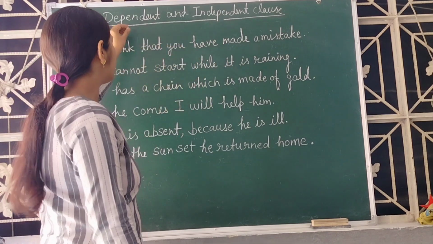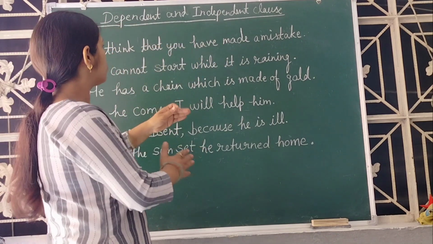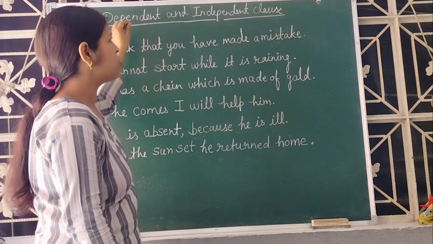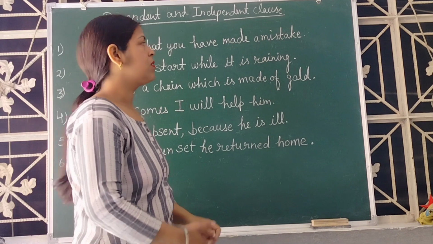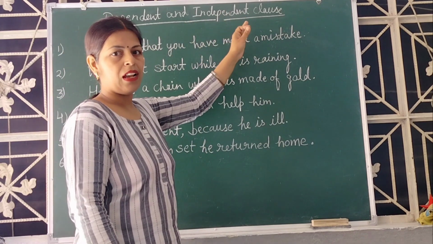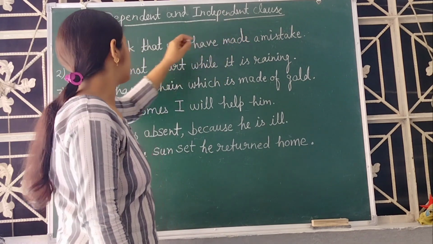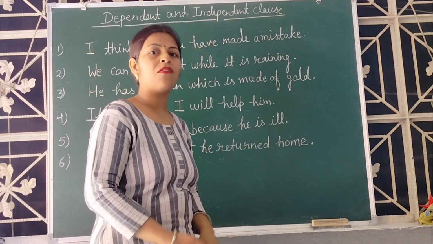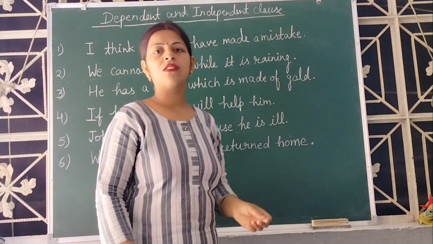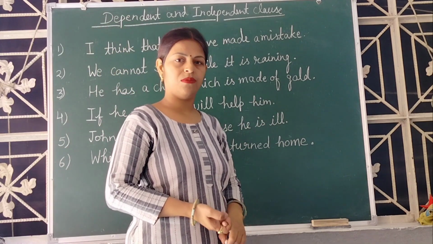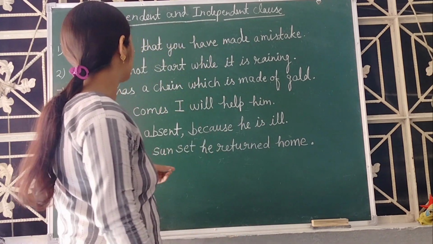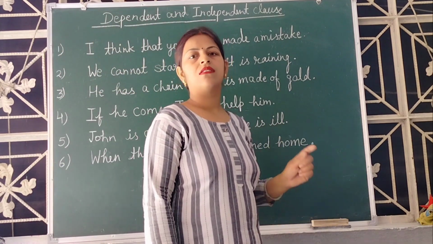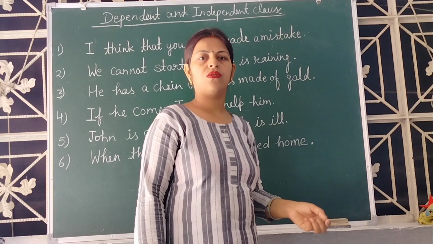Dependent and independent clause. Dependent means जो मेन सेंटेंस पर डिपेंड करे वो है हमारा डिपेंडेंट क्लोज. इंडिपेंडेंट क्लोज मीन्स it has complete sense in itself. It has its own subject and verb combination. As we have learned, a clause needs a combination of subject and verb. So we will learn through some examples to identify dependent and independent clause.